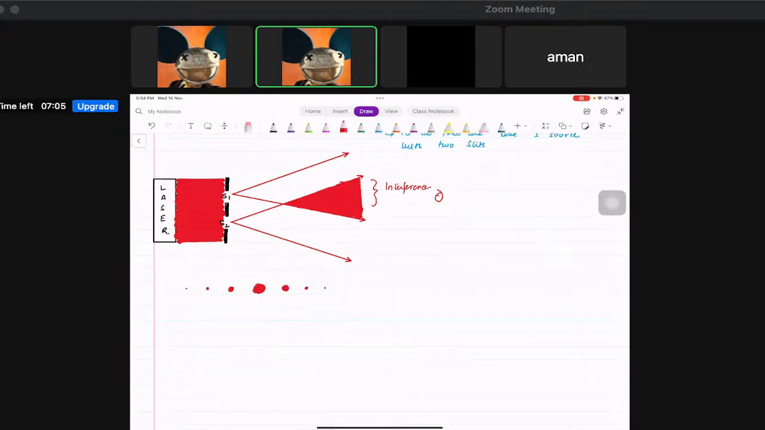Now, let's talk about the interference pattern. That's very important to see. What basically happens is that I'm going to explain this using a figure. Let's do it that way.